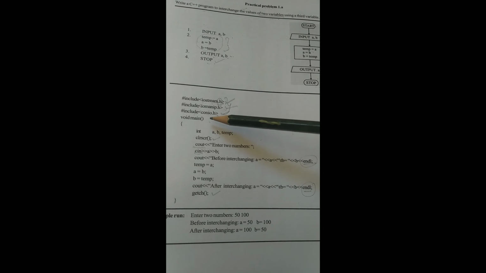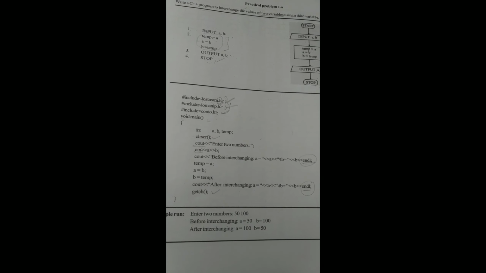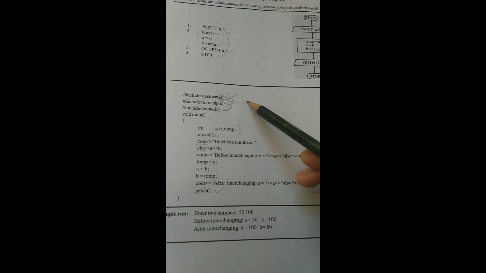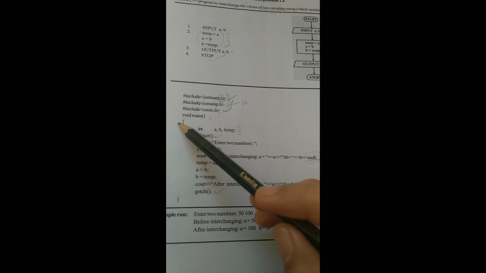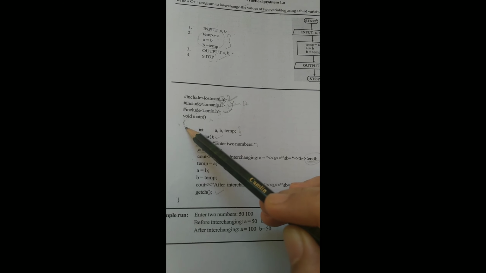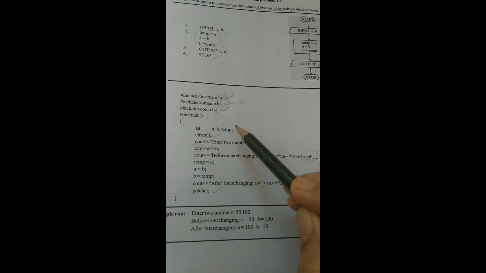Next comes the void main. The program starts from this particular void main. Void is a data type. Void is nothing but nil. Main. Then comes the curly braces. First is the header file. Next void main, starting with the opening curly braces.